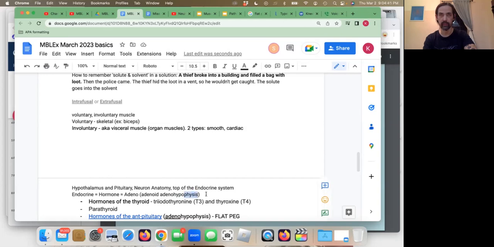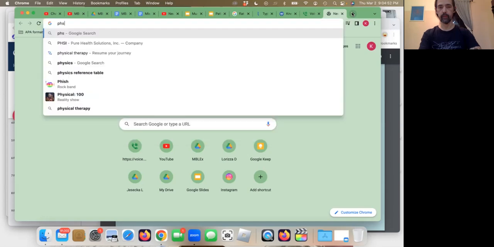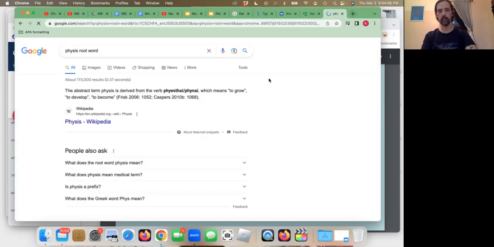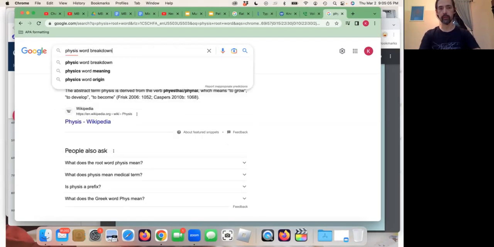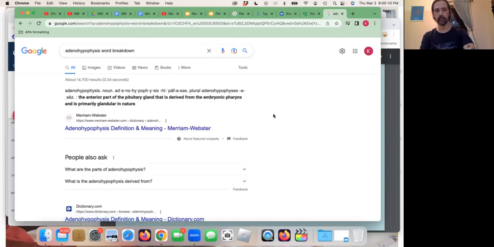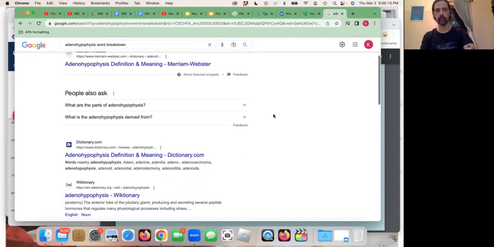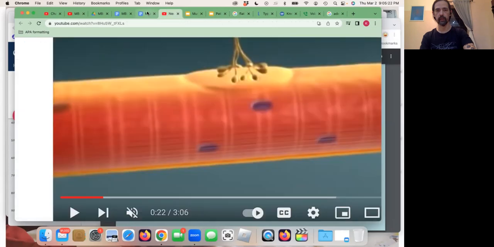physis, I can't remember what that is. I think maybe it refers to the hypothalamus. I can't remember what physis means, but actually I'm going to look that up. Physis, root word, to develop or overcome, to grow. Word breakdown: adenohypophysis, anterior part of the pituitary. Okay, I'll look that up a little bit later, but physis is something I think it would be nice to clarify.